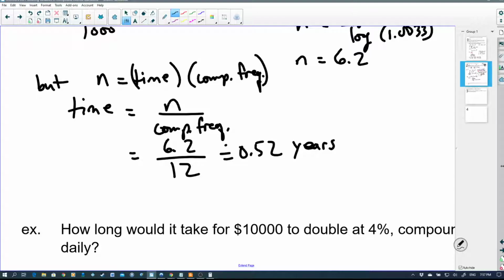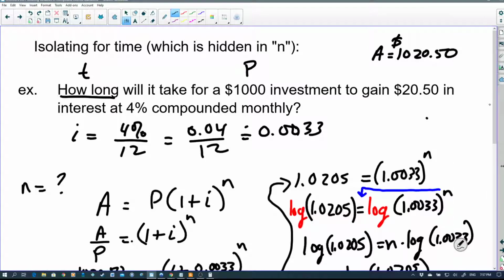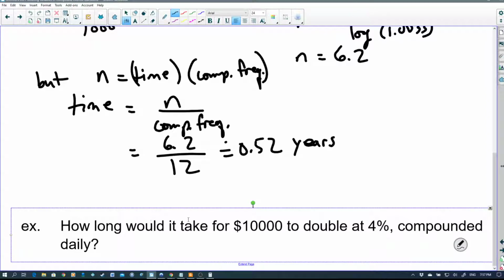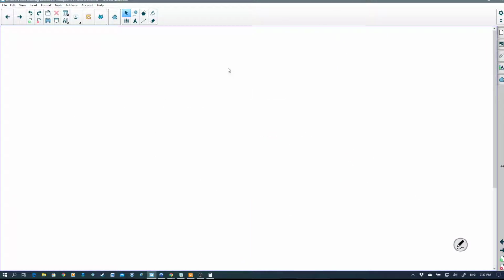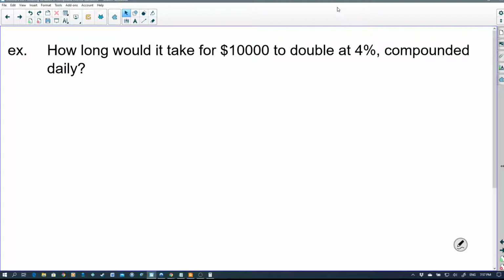So I'm going to make this note a little bit nicer. I'm going to move that next question to the next slide as quickly as I can here. I use the arrow. Cut. Paste. How long would it take for $10,000 to double at 4% compounded daily? So here's another example that's looking for a how long. So this one's looking for time as well.